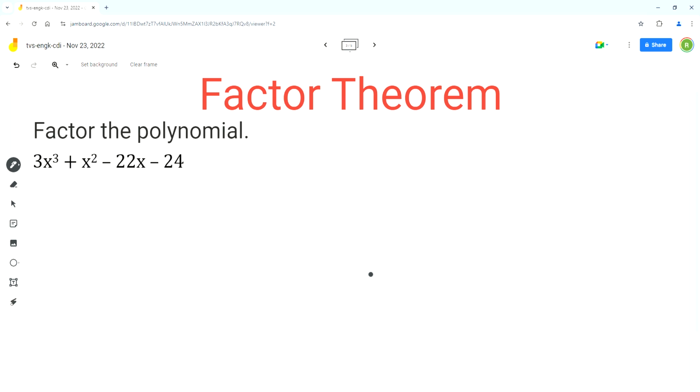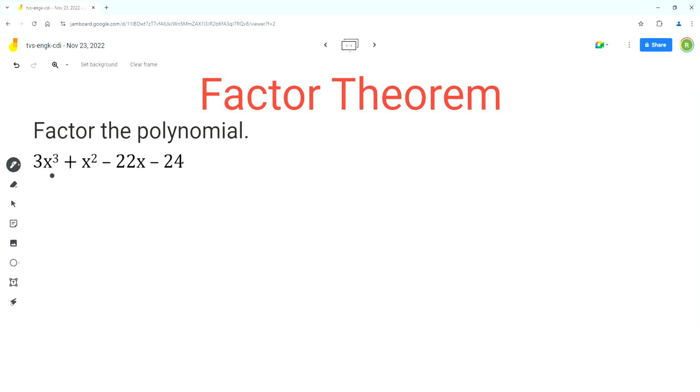So in this video, we'll solve this problem using the concepts of factor theorem. As per the problem, factor the polynomial. We are given this cubic polynomial 3x cubed plus x squared minus 22x minus 24. This polynomial has 4 terms. We cannot factor this polynomial using the grouping method, so we have to use rational roots theorem.